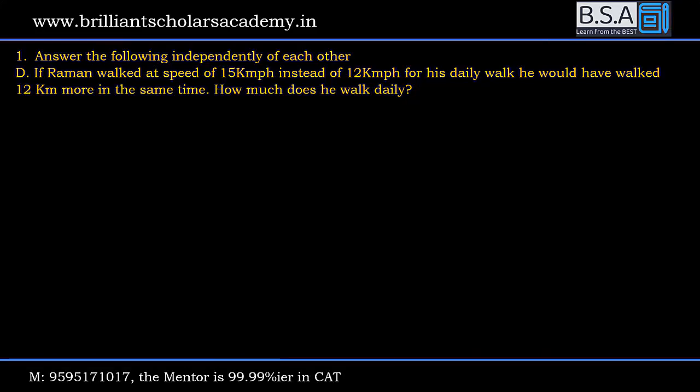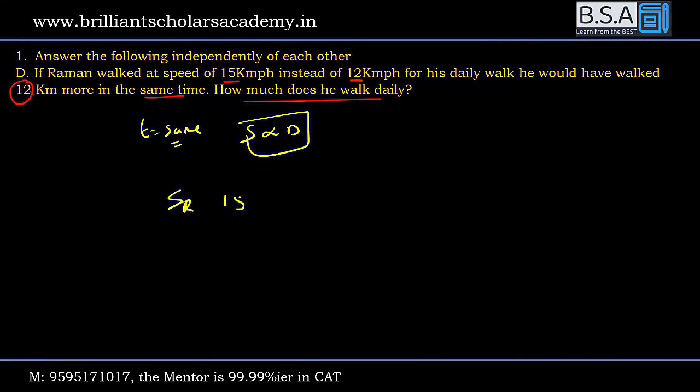Raman walked at a speed of 15 kmph instead of 12 kmph on his daily walk. He would have walked 12 kilometers more in same time. How much does he walk daily? So the most important phrase is same time. Because time is same, speed represents distance. So you form a ratio. Speed ratio is 15 by 12, which is 5 by 4. So distance ratio will also be 5 by 4.